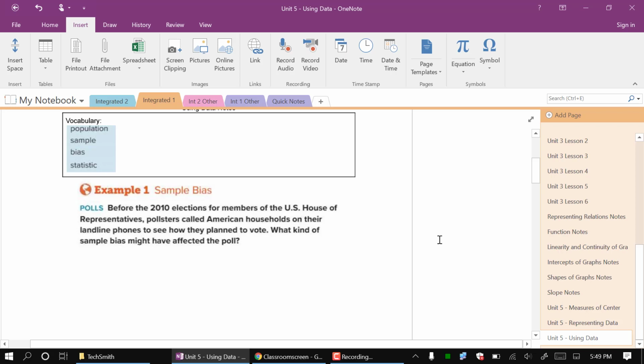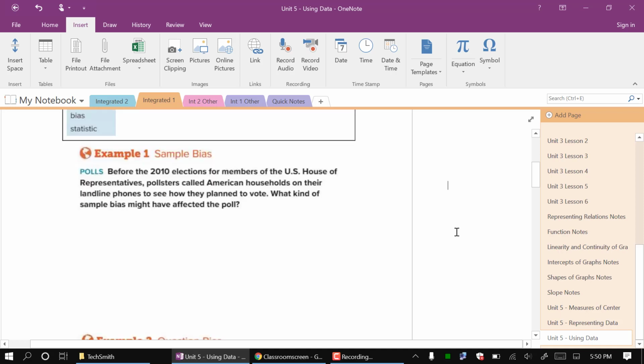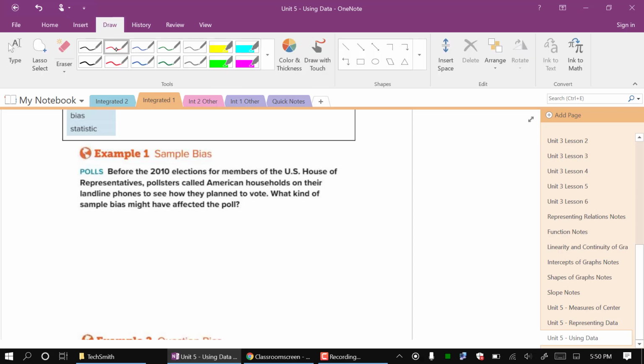So before the 2010 elections for members of the U.S. House of Representatives, pollsters called American households on their landline phones to see how they plan to vote. What kind of sample bias might this affect on the poll? So what we're going to be doing today is looking at what is happening with these questions, and then determining, do we have some kind of bias happening, and if so, does it change the result of our data?